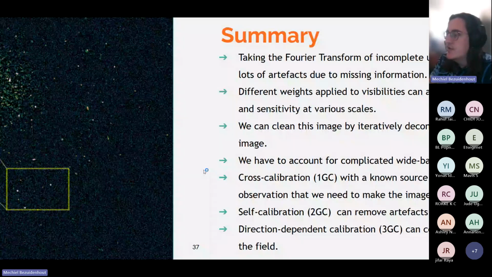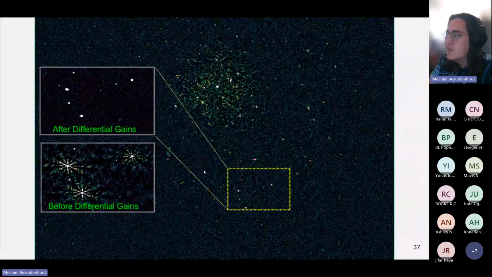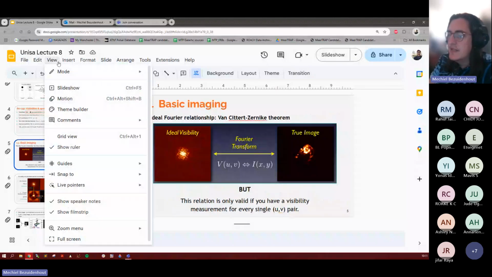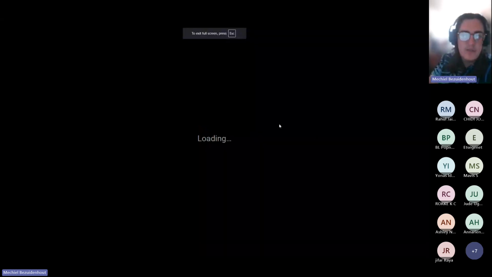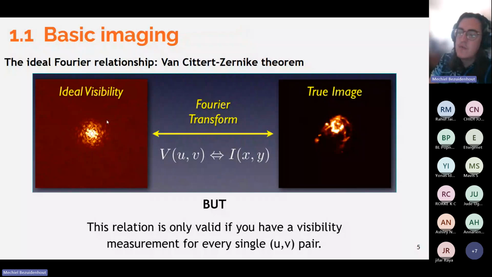This relationship between the image of the sky and visibilities is only valid perfectly when we have a value of the visibility for every single combination of U and V. And there's infinite combinations of U and V, right? But in reality, we have a finite number of baselines, and each one of them gives us only one complex value for one combination of U and V. So we have some values on the visibility plane, but there's lots of gaps between them.